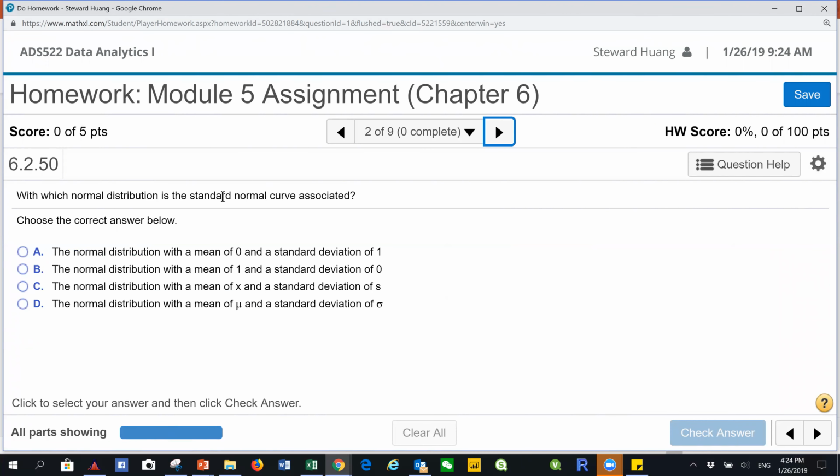Okay, with which normal distribution is the standard normal curve associated? This is easy. It's a concept question. I will leave it to you.